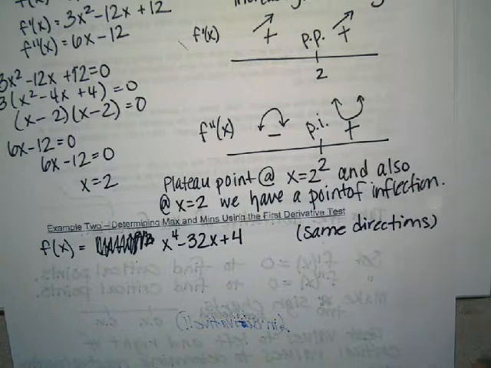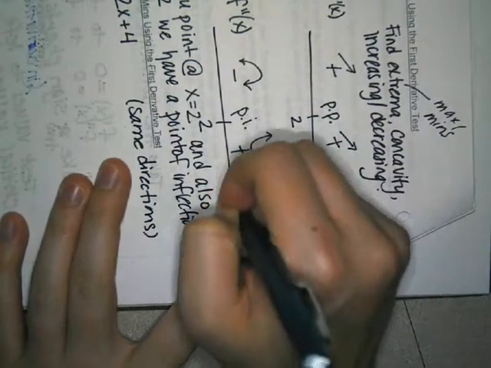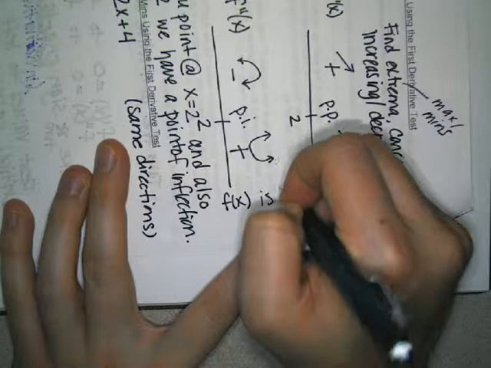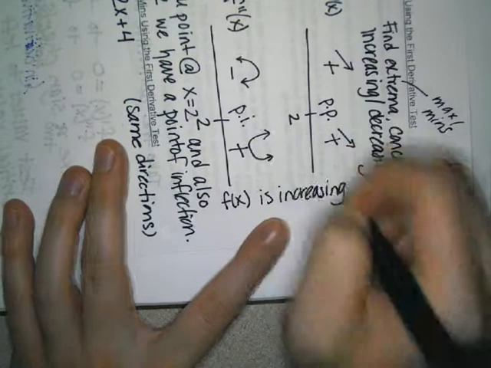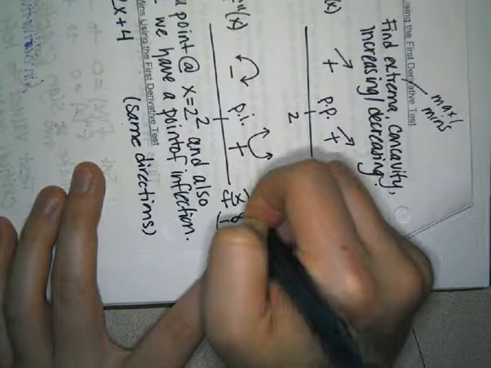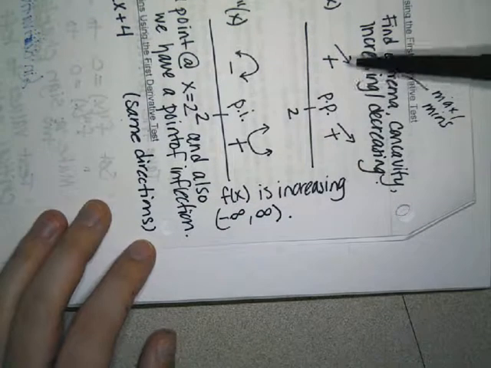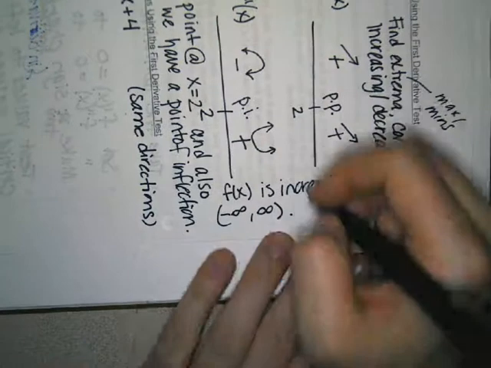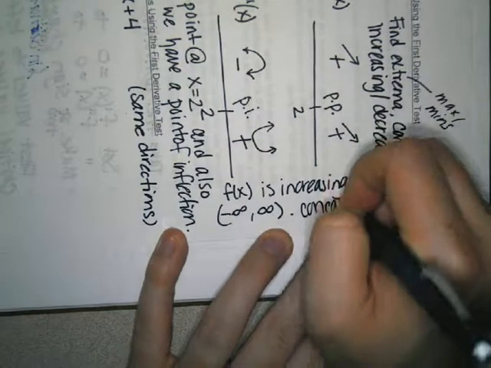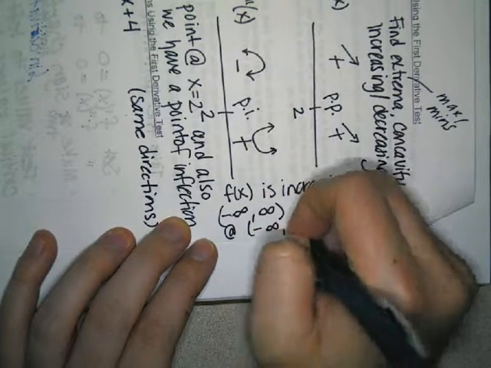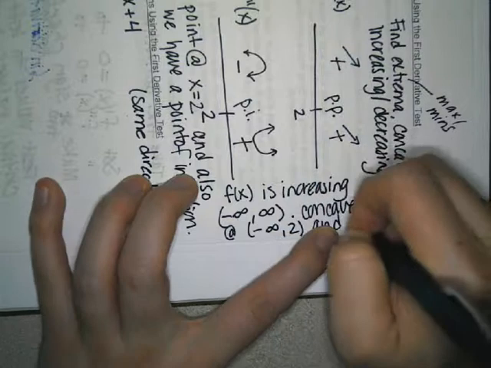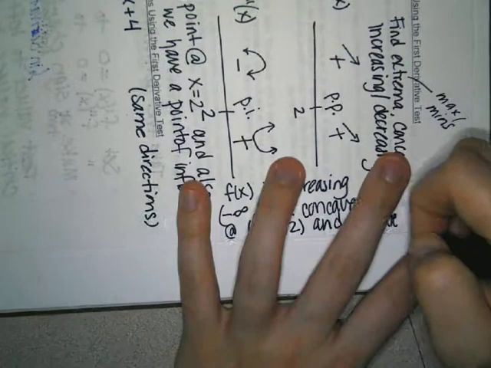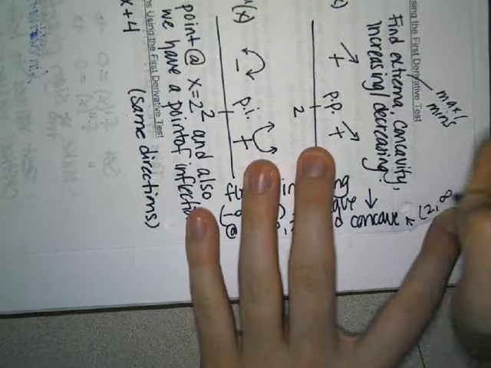Other things that I would expect you to say, and I'm going to have to move this way, is that your original function is increasing from negative infinity to infinity, because we didn't have any switcheroos there. We are concave down from negative infinity to 2, and concave, oh dear, sorry, concave up from 2 to infinity.